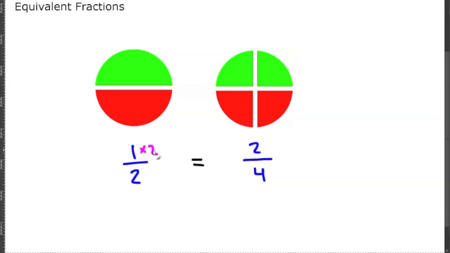But whatever we do to the top of the fraction, to keep it the same, we have to do to the bottom. So 1 times 2 is 2, and 2 times 2 is 4. And there we have it. 2/4 is equal to that original 1/2. Let's look at another example.